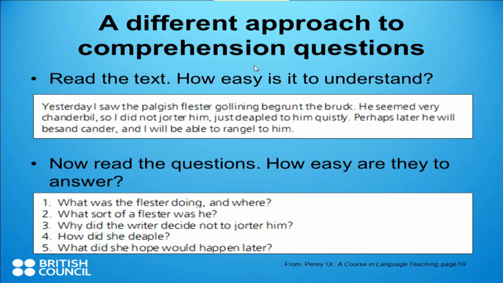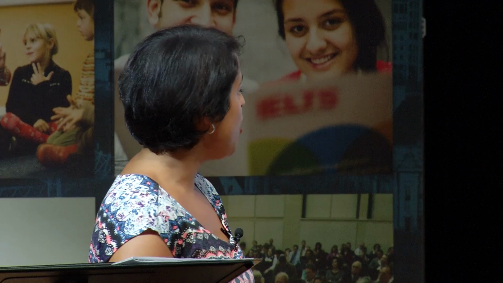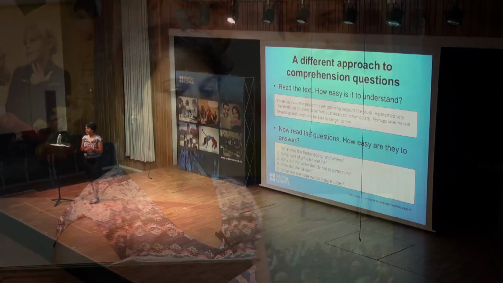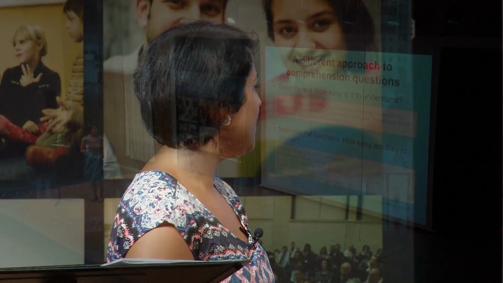How did she deeple? Quistly, yes. We don't know what that means, but we know that she deepled to him quistly. So we got the answer right. And what did she hope would happen later? She'd be able to wrangle to him. Okay, so we don't know what any of that means, but we got all the questions right.